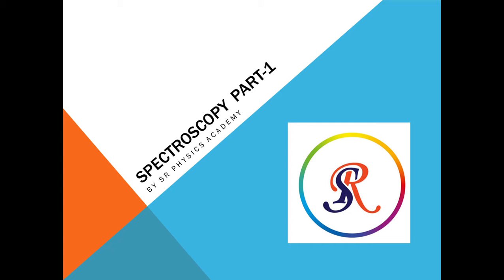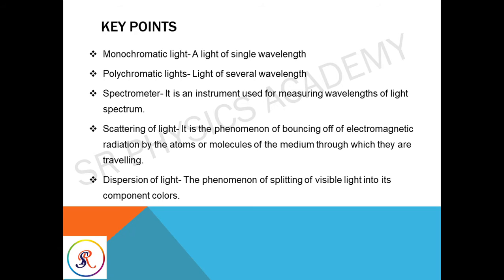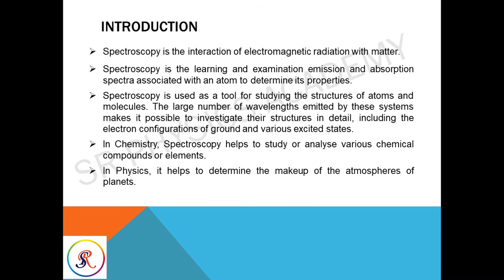Today we are going to discuss spectroscopy. Some key points are: what is monochromatic light, polychromatic light, spectrometer, scattering of light, and dispersion of light. These are the points we are using in our videos. In the first one, the introduction, what is spectroscopy?